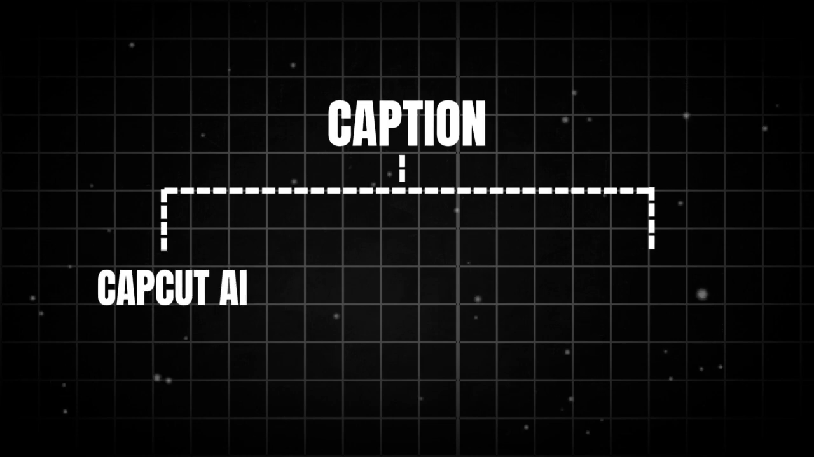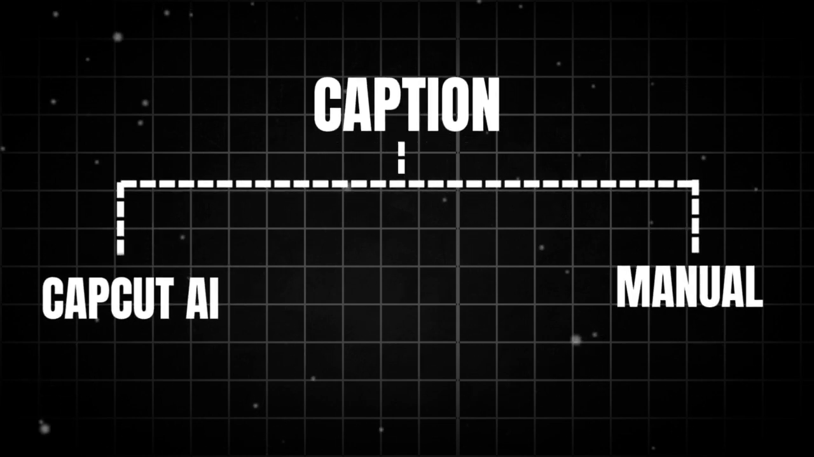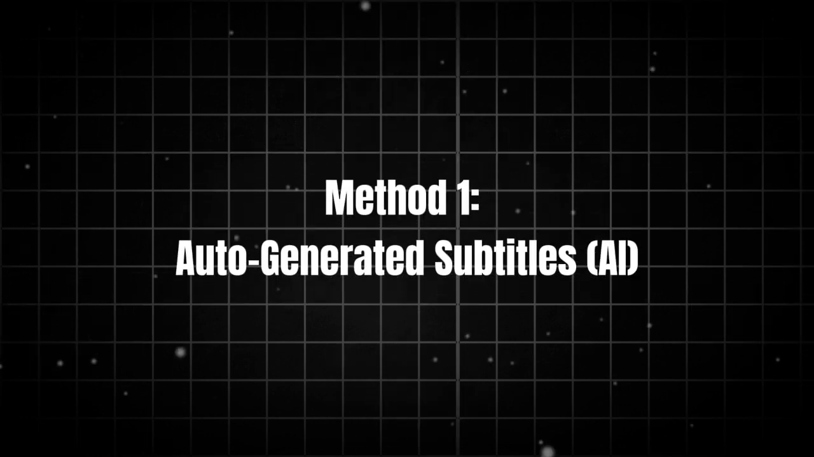Adding subtitles makes videos more accessible and engaging. And there are 2 methods in doing this. First is using CapCut's built-in AI to generate the subtitles, and the second is manually doing it yourself. Method 1. Auto-generated subtitles AI.